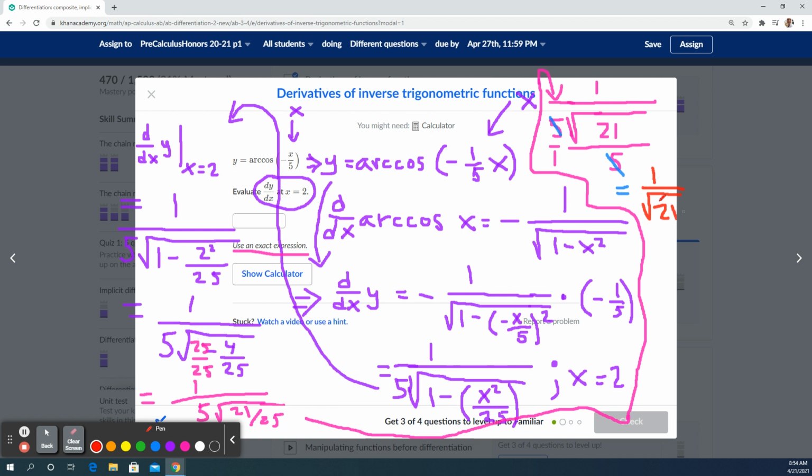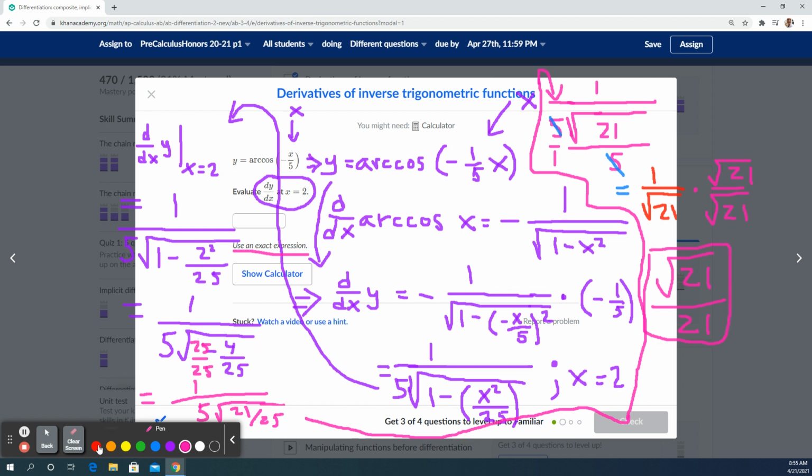And 21 is 7 times 3. It doesn't factor or simplify at all. One of the rules in math is what? You should never have a square root on the bottom, a radical on the bottom. They call it rationalizing the denominator. So I'm going to go ahead and multiply by square root of 21, top and bottom. So this now becomes square root of 21 over 21. All right, so that looks to be my final answer.